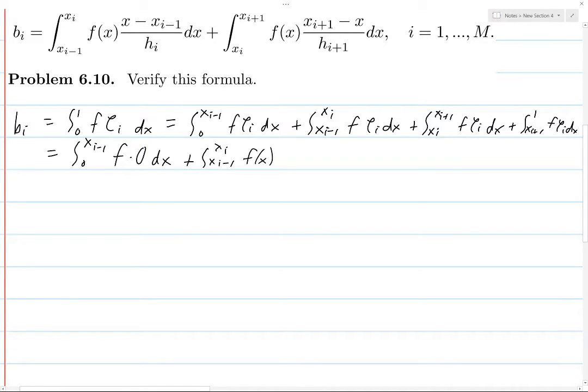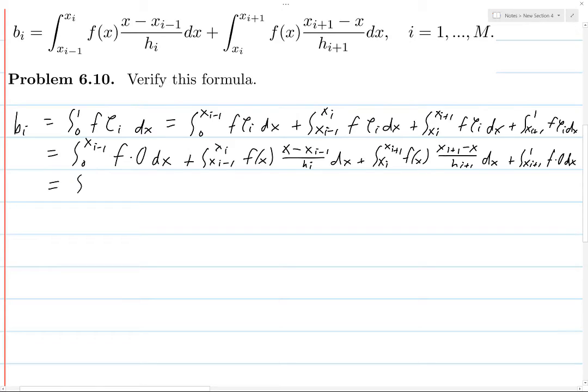So this is f of x times, now what is phi I on the interval from xi minus 1 to xi? Well, it's just equal to x minus xi minus 1 over hi dx. And then we add the integral from xi to xi plus 1. And on this interval, phi is equal to xi plus 1 minus x over hi plus 1 dx. Then finally we have the last integral, and this is again f times 0. But obviously if you're just integrating the 0 function here, that's 0.